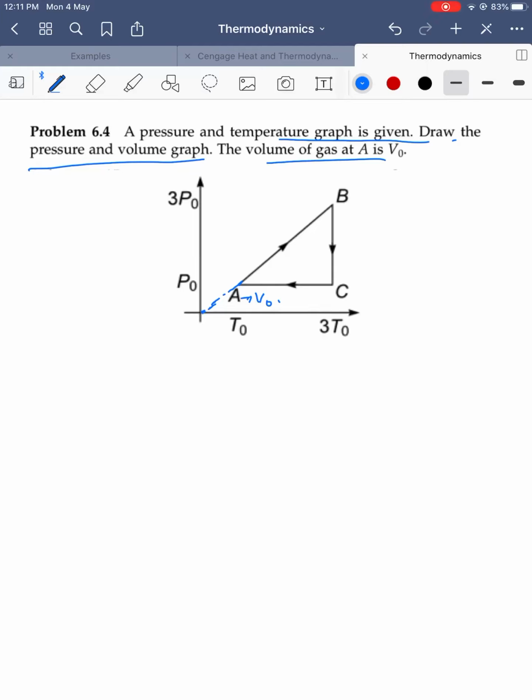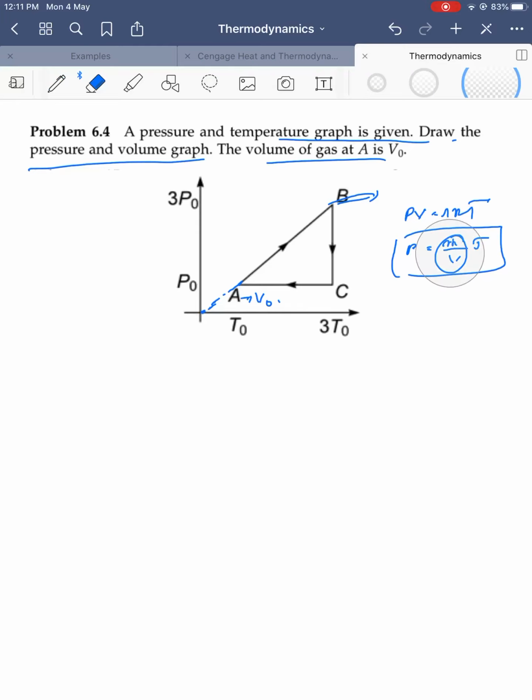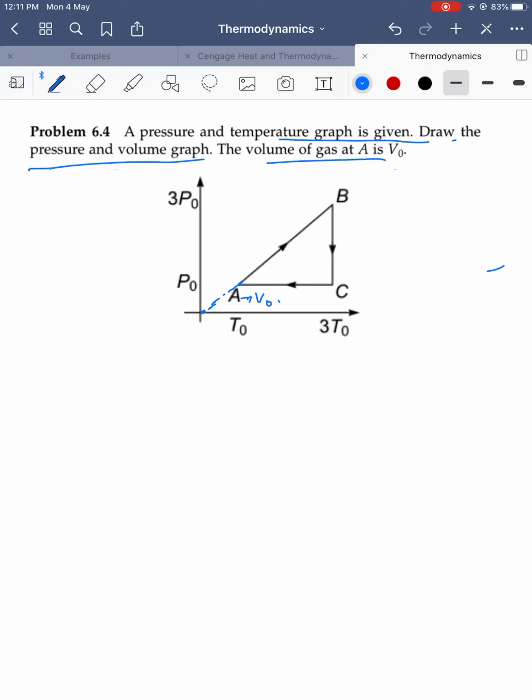If it is starting from origin, what kind of process is it? PV is equal to nRT, so P is equal to nR by V into T. What kind of process? Isochoric process. This nR by V is remaining constant. Isochoric process, volume remains the same. So in the AB process, volume remains the same, volume V naught.